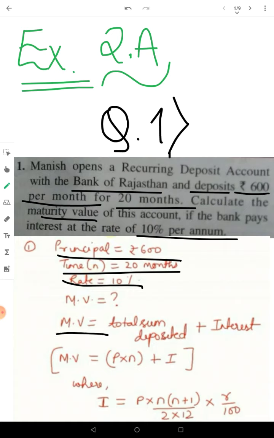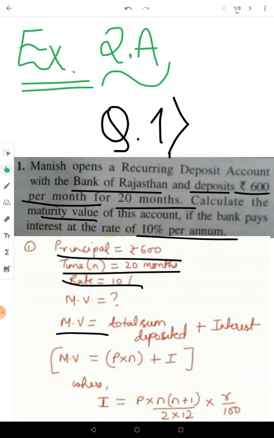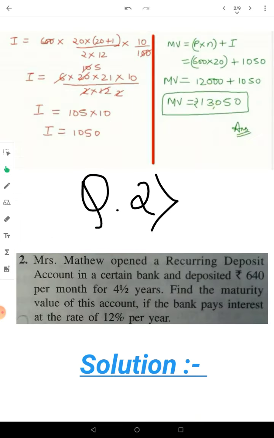Maturity value is the total sum deposited plus interest, and maturity value is equal to P into N plus I. I means interest. Interest formula we have to put after P into N. Okay, let's do it like that. Just put these values in this formula. This is I, interest: 600 into 20 plus 1, that is 21, upon 2 into 12.